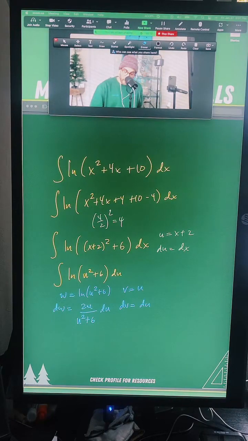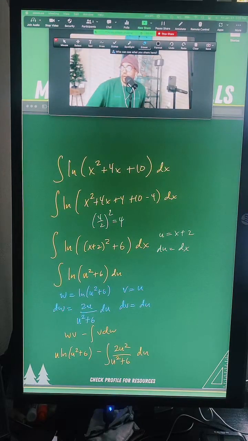All right, so if we use that ultraviolet voodoo, I guess it's wv minus v dw in this case because we changed the variables here a little bit. It is going to be u natural log of u squared plus 6, which we already took care of, minus the integral of 2u squared over u squared plus 6 du. Guys, I think this is going to work.